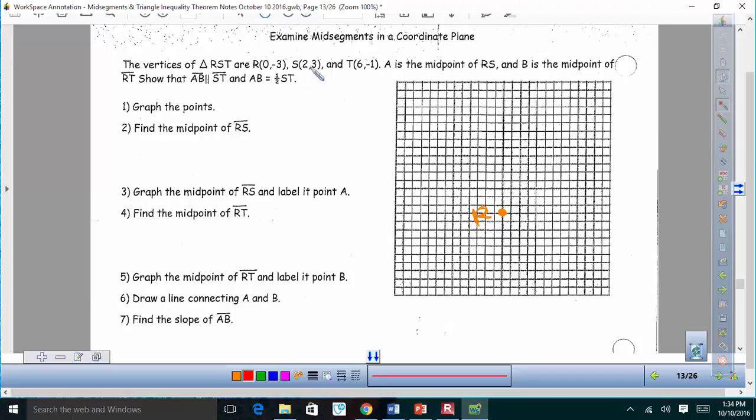And I'm going to graph S is 2, 3, so I'm going to go right 2 and up 3. And last, I'm going to graph T, which is 6, negative 1, so I'm going to go right 1, 2, 3, 4, 5, 6, and down 1. Okay, then connect all your points.